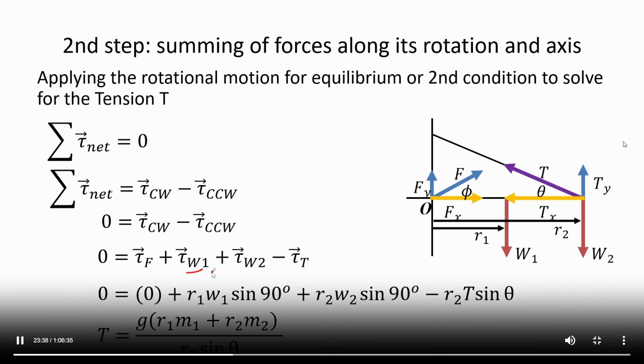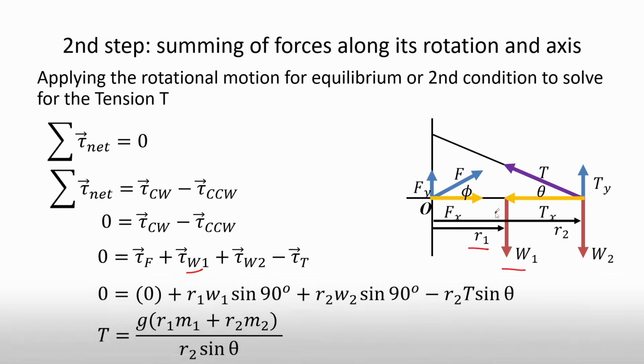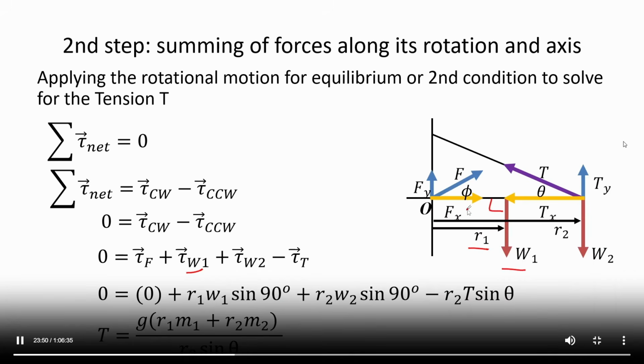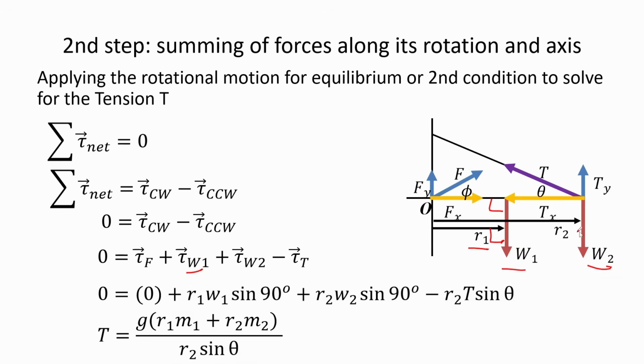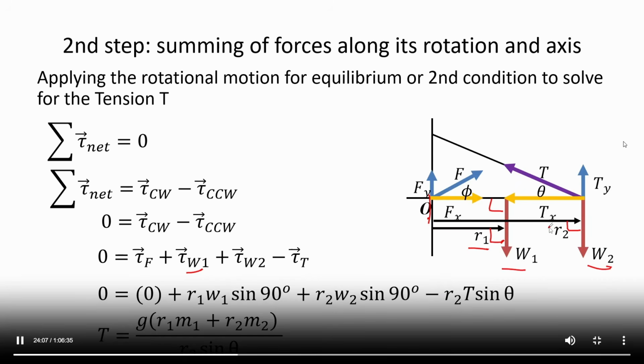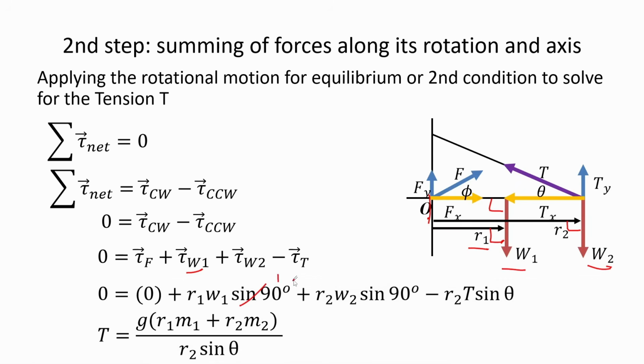So, let's look at weight 1. Weight 1 has distance from the point of rotation R1. So, R1 times weight 1 times sine 90 degrees, because the angle between R1 and weight 1 is 90 degrees. R2 times weight 2 is the same. The angle between the distance from the point of rotation to the point of application of your force is also 90 degrees. So this one is 1, this one is 1. For R2 and tension 2, it is not 90 degrees. It's some angle theta. So we keep this, we preserve this.